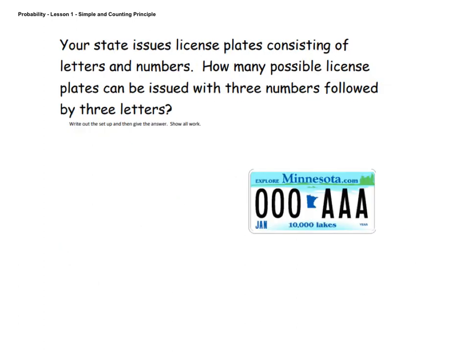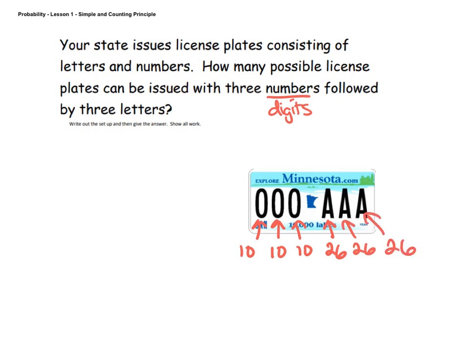Okay, license plates. Your state issues license plates consisting of letters and numbers. How many possible license plates can be issued with 3 numbers followed by 3 letters? So this can be tricky. When they say 3 numbers, think about digits. There's 10 digits, 1 through 9, and 0. So there are 10 possibilities for that number, and 10, and 10. And one of the things you do have to know for this chapter is that there's 26 letters in the alphabet.